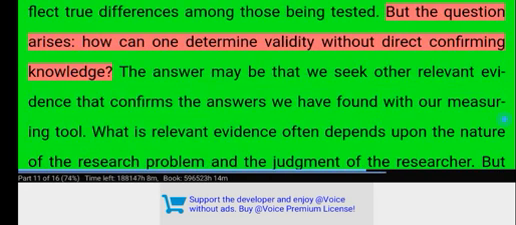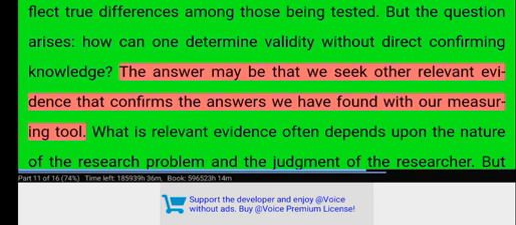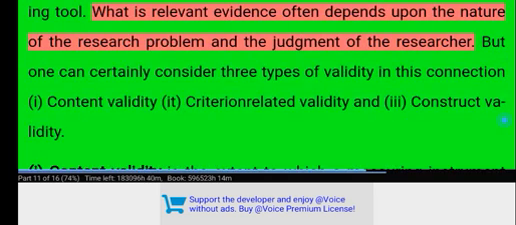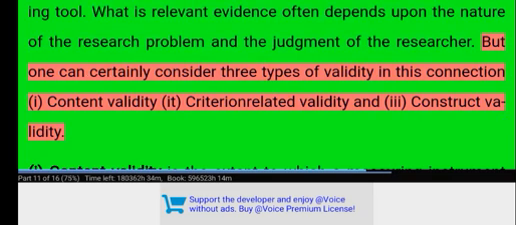But the question arises, how can one determine validity without direct confirming knowledge? The answer may be that we seek other relevant evidence that confirms the answers we have found with our measuring tool. What is relevant evidence often depends upon the nature of the research problem and the judgment of the researcher. But one can certainly consider three types of validity in this connection: I. Content validity, II. Criterion-related validity, and III. Construct validity.